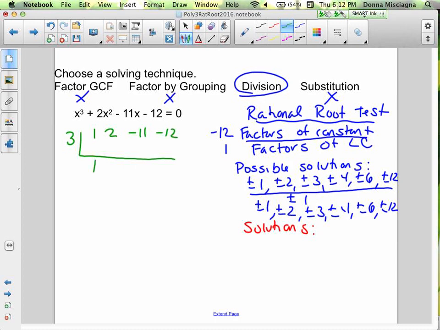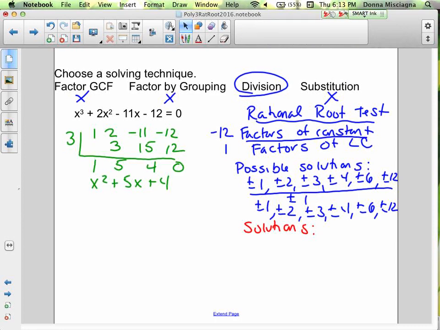We'll bring down the 1. Notice no one's missing: cube, square, x, constant. We write the coefficients, and we're checking to see if 3 is a solution. I bring down the 1. 1 times 3 is 3. We add, we get 5. 5 times 3 is 15. Add, we get 4. It's going to work out perfect. For a second there, I thought maybe I chose too large. 4 times 3 is 12. I don't know why I doubted myself. So we have x squared plus 5x plus 4, and we know one of our solutions is x equals 3.